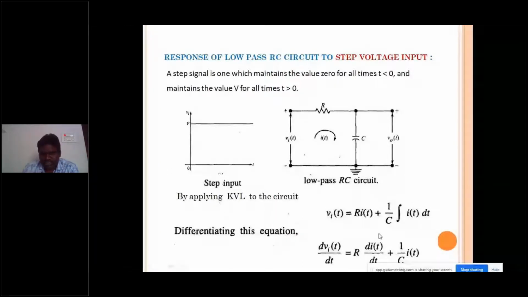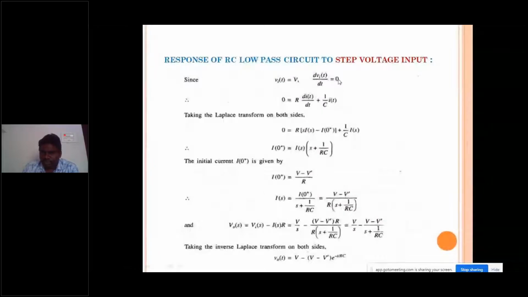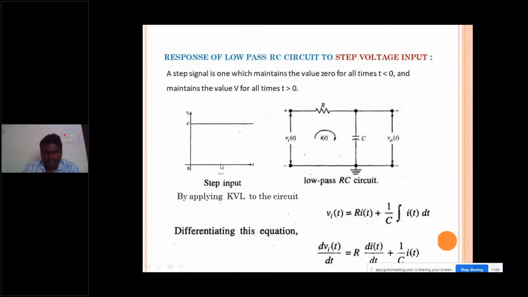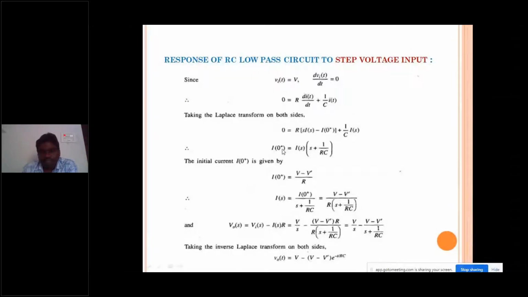I differentiated this, and after that I want to substitute the values for it. So Vi of t is equal to V, because in the step signal you can see here, for t greater than 0, the input signal amplitude is V. That is why the input signal in this slide is simply V. If I substitute that, then I will get a simplified equation. If I convert that into a Laplace transform equation, then I will find the equation like this.